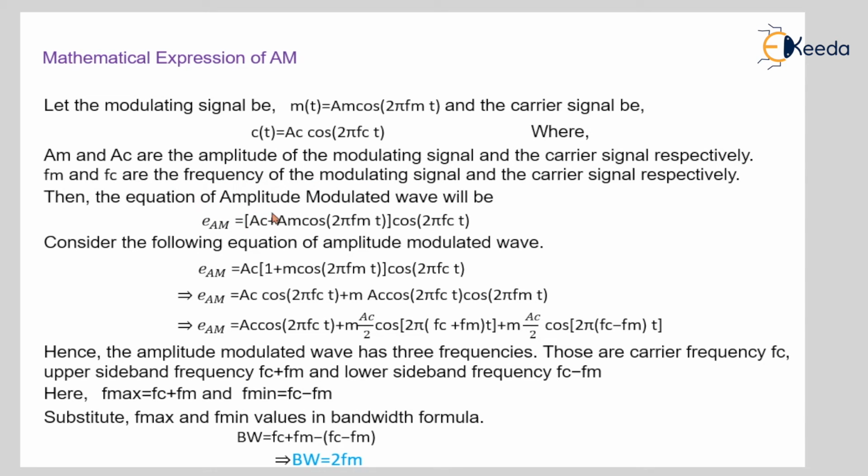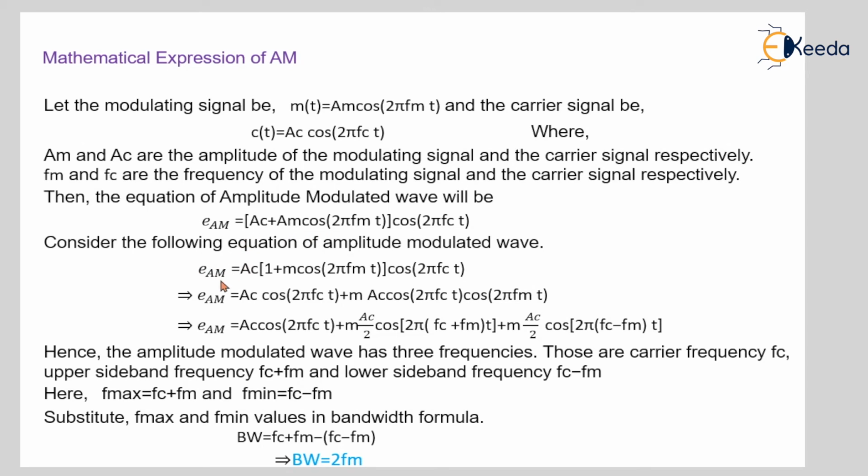Then the equation of the AM modulated wave will be E of AM. What does this E of AM indicate? The instantaneous amplitude of the modulated wave. It is AC plus AM cos of 2 pi FM t, into cos of 2 pi FC t. Here both signals mix in such a way that modulation takes place.